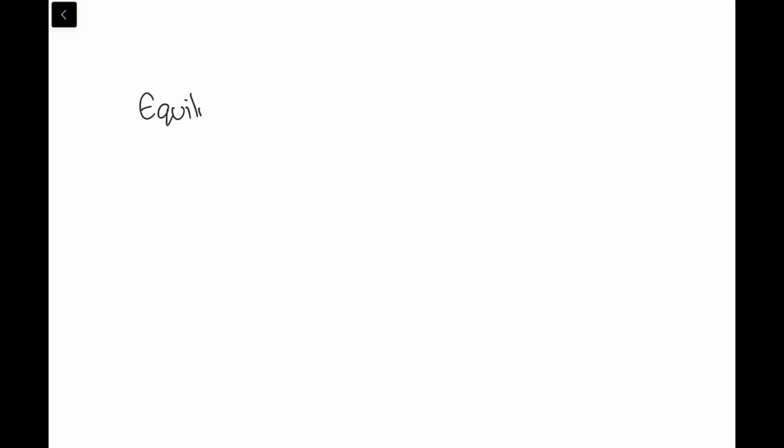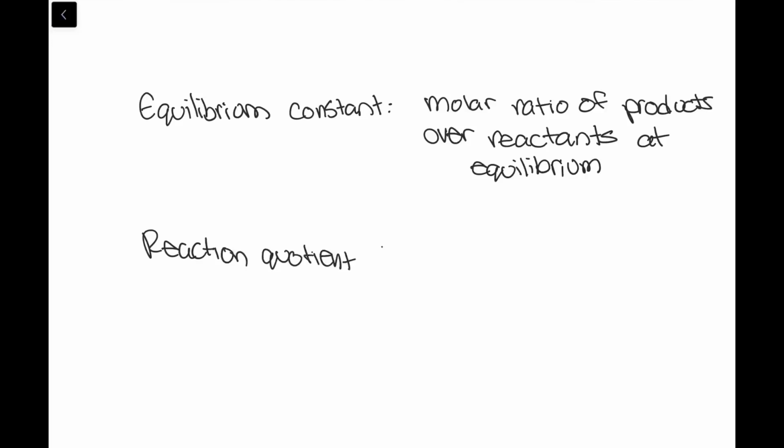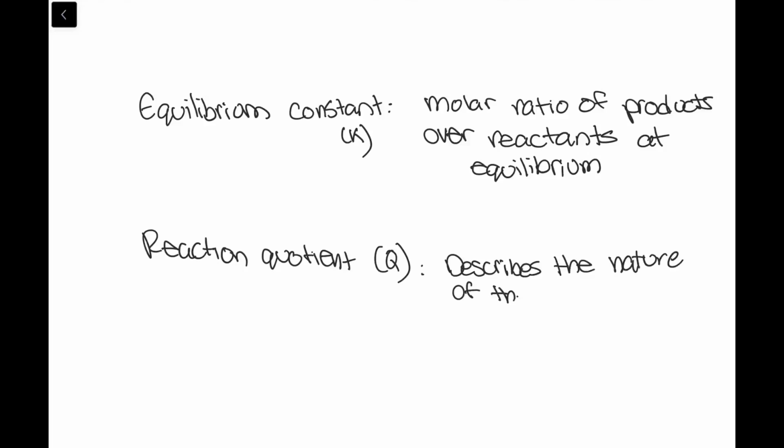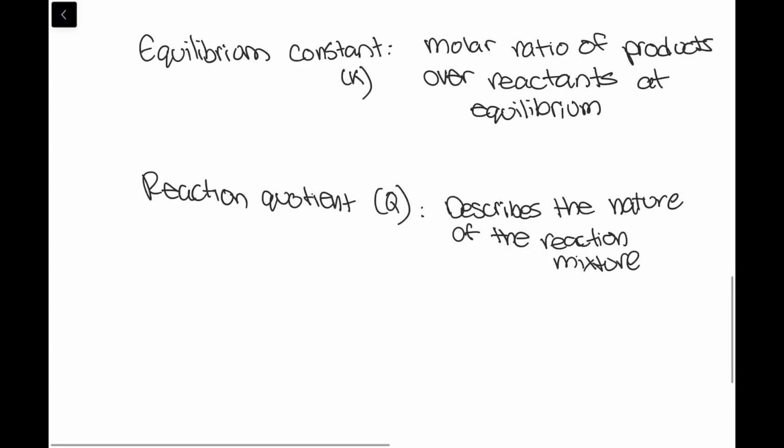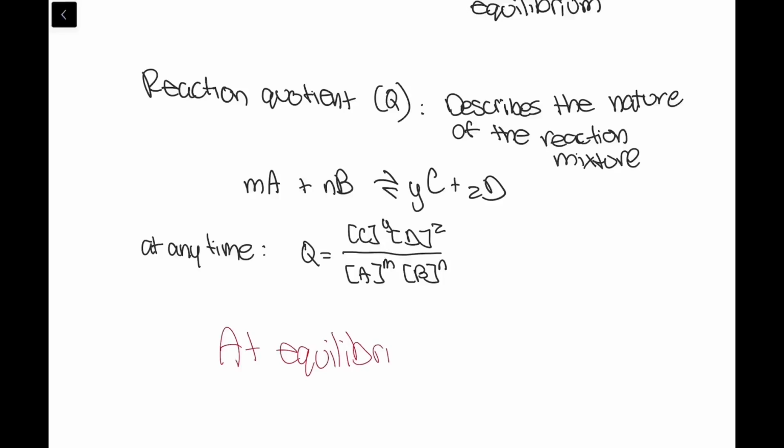One can use the equilibrium constant to understand the concentration of the reactants and products present. The equilibrium constant is a molar ratio of products over reactants at equilibrium and can be shown through K, while the reaction quotient, Q, describes the nature of the reaction mixture. And it can be calculated using the following equation. Notably, the amounts of starting materials and products remain constant at equilibrium, meaning that their ratio, or reaction quotient Q, is a constant value, so equilibrium constant K.